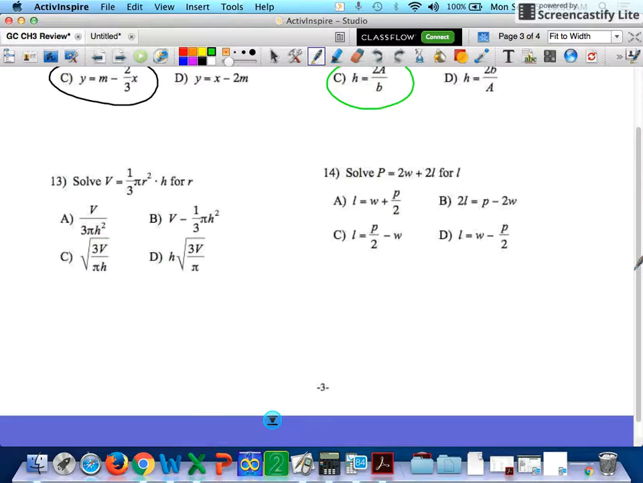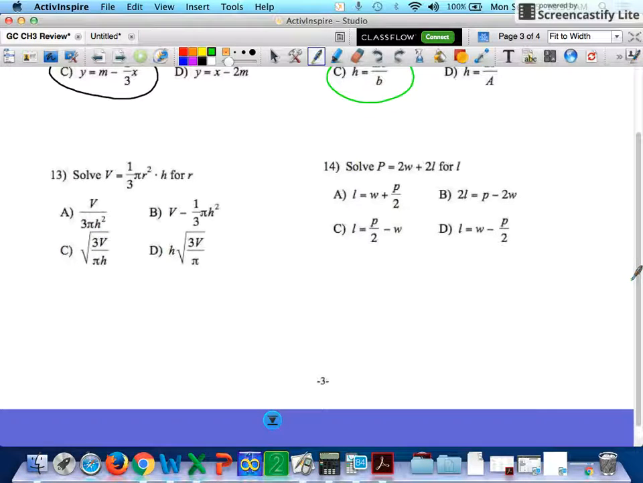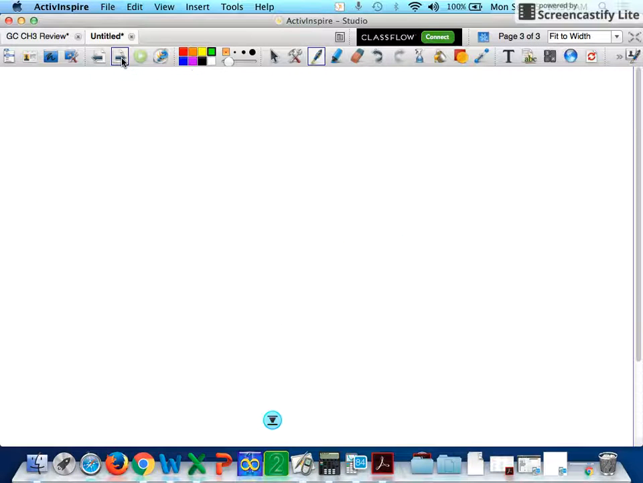Okay? 13 is a bit of a doozy. We want r by itself. Okay? So we go back over. I'm going to need some scratch work area. I've got the volume equals 1/3 pi r squared. And then it has this times h. But guys, this is all multiplication. Okay? So really that h is just tacked on there. They just don't want you to get confused with that little squared symbol. All of this is multiplied together.